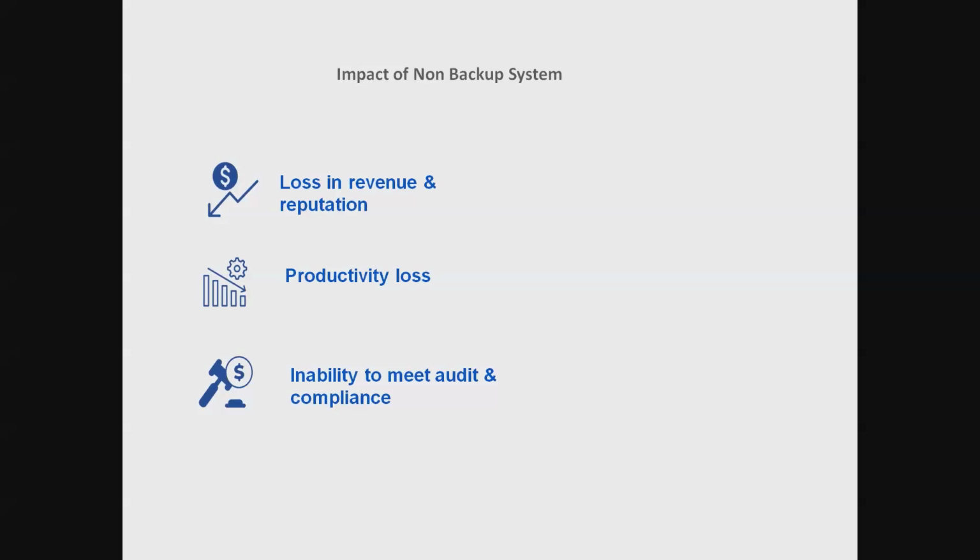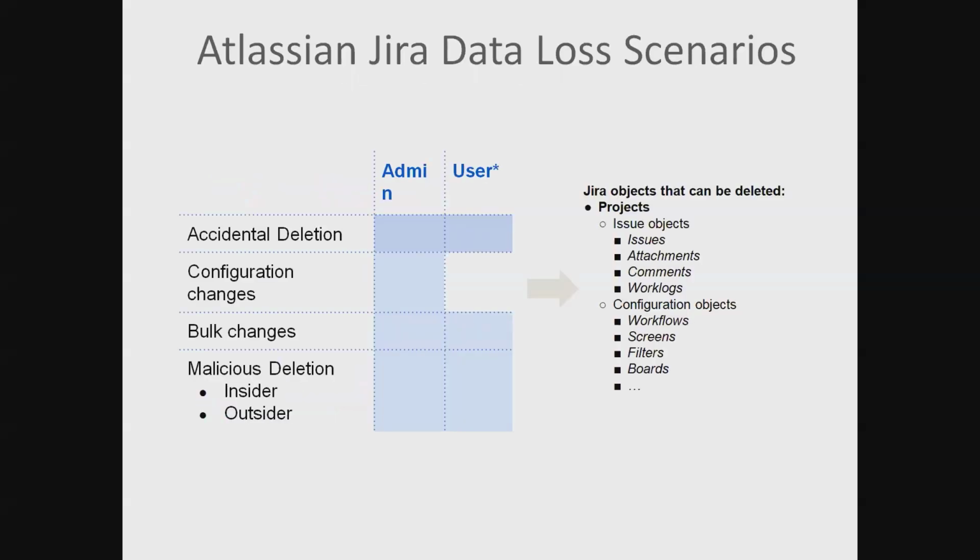So these three are important factors. There are several other factors if you don't have a backup system available with us. Now, Atlassian Jira data loss scenarios. So in which scenarios can we lose our data?